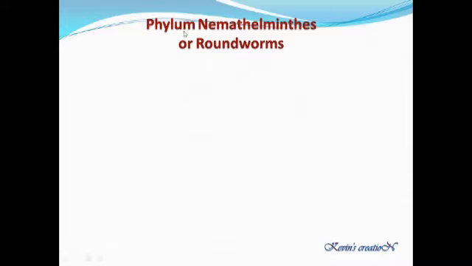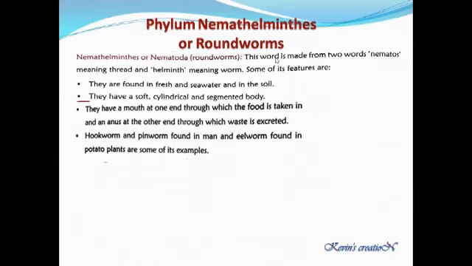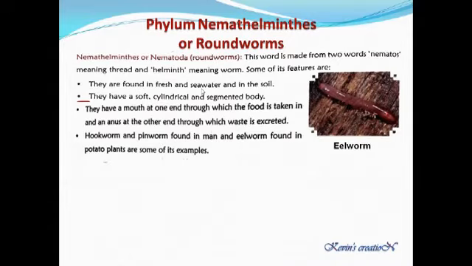Next one is phylum Nemathelminthes. We also commonly know this phylum as roundworms. The word is taken from two words. Nematos means thread and helminth is worm. So threadworm or roundworm. They are found in fresh and seawater. They are also found in soil. They have got soft body, cylindrical, you can see here, and unsegmented.